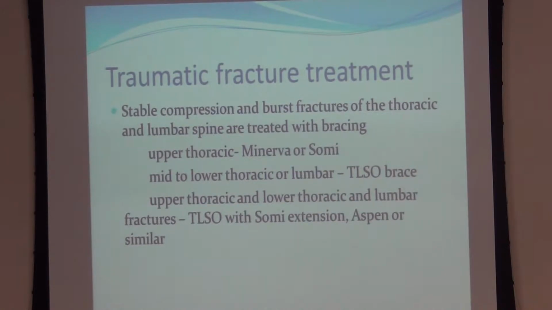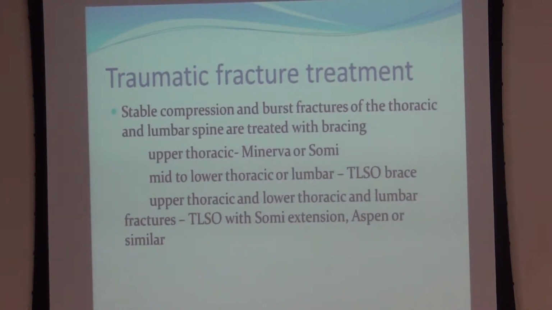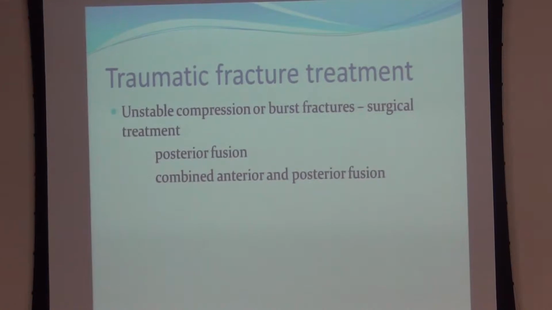For the mid to lower thoracic or lumbar spine, you probably would use a TLSO brace for a stable type of fracture. If it's combined, you might use a TLSO with a thigh extension. Aspen makes some devices where you get a cervical collar connected to a thoracic orthosis, and that can be done as well. So there are various options for you.